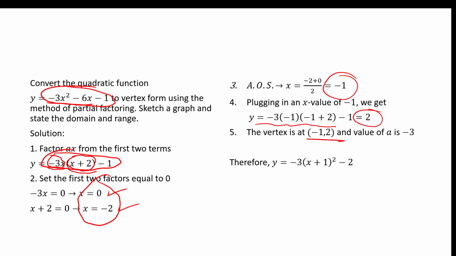Well, we know from our original view of the equation of the parabola that our value of a is -3. And so therefore, y equals -3, quantity x plus 1 squared minus 2.